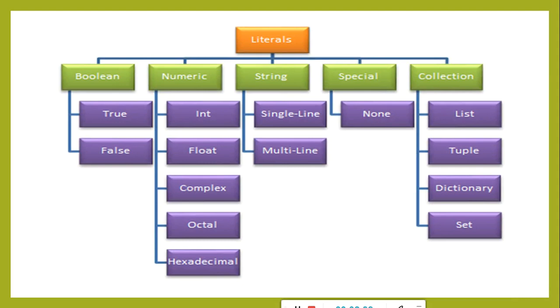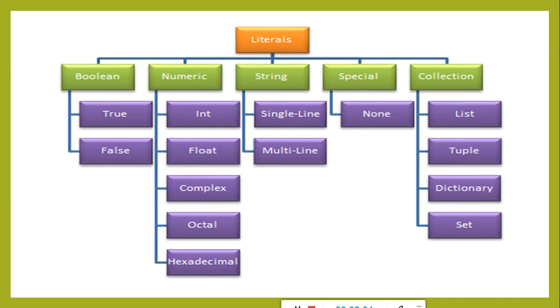So there are 5 broad categories of literals: Boolean, numeric, string, special, and collection. If we talk about Boolean literals, which kind of values can we assign to variables? Here it is True and False values. They come under Boolean literals. If we assign values like integer, float, complex number, octal number, or hexadecimal numbers, that comes under the category of numeric literals.